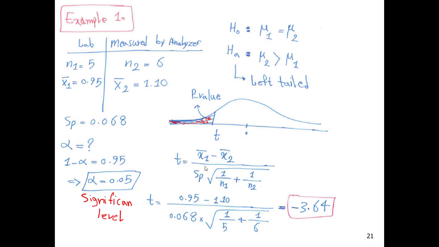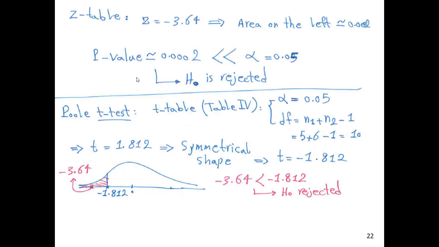The t is found from this equation. We have x1, x2, s pooled, n1 and n2. I just plug everything into this equation. We have x1, x2, n1, n2. I just plug everything in and I found my t, which is minus 3.64. So for this t, again, we have to go to the z table. For z of minus 3.6, we want the area on the left.